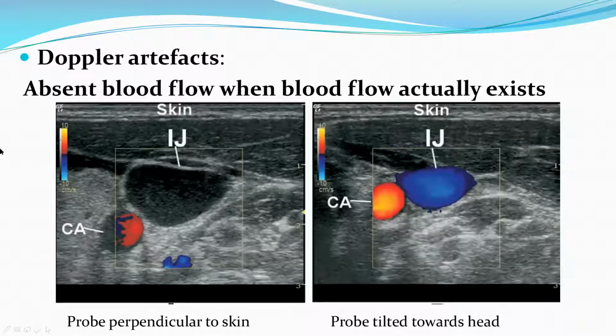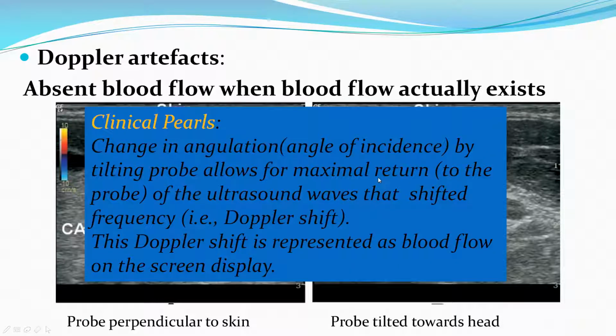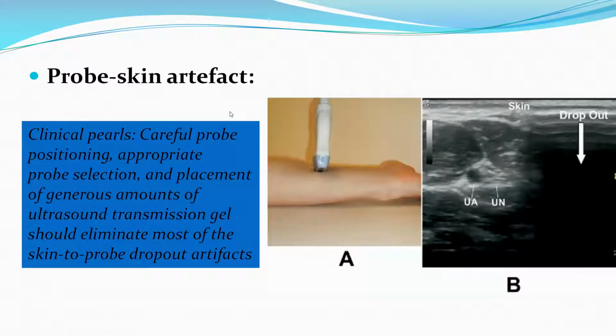As I already told, when we keep the probe perpendicular to the skin, there is no flow detection by the probe. So sometimes structures which are actually vessels show as a dark colored structure in the ultrasound image. We can confuse this with other tissues, but when the probe is tilted, it will show the actual movement of the blood. So if we want to confirm, we have to tilt the probe, reducing the angle.